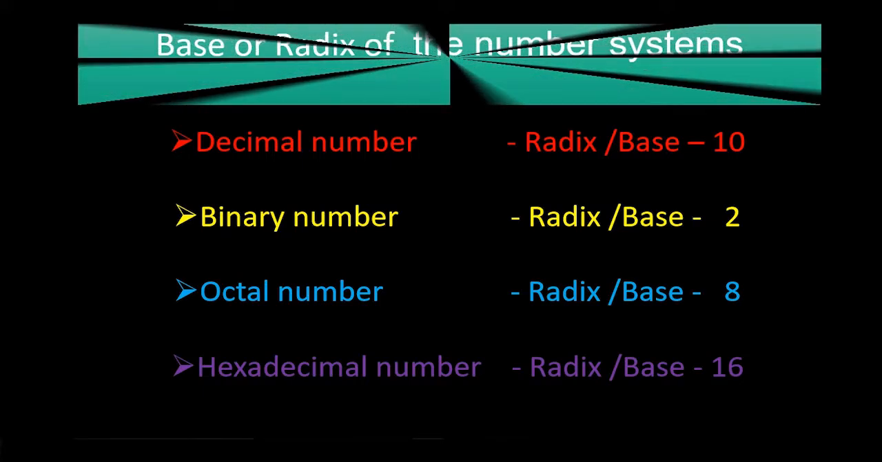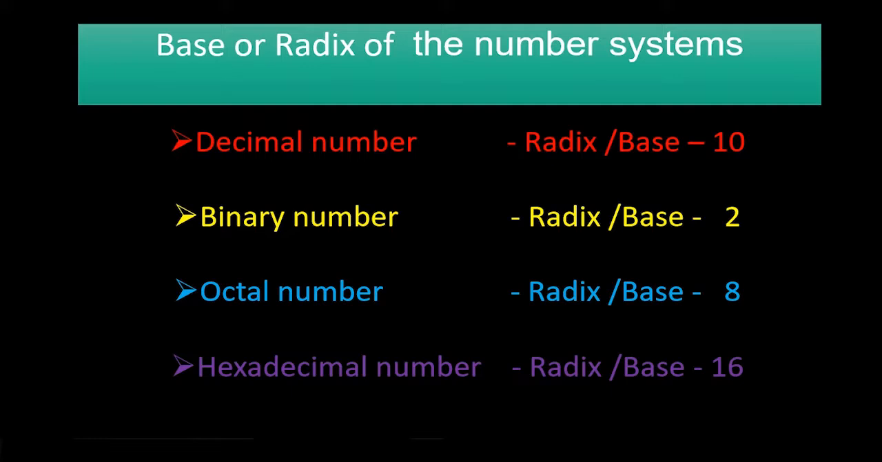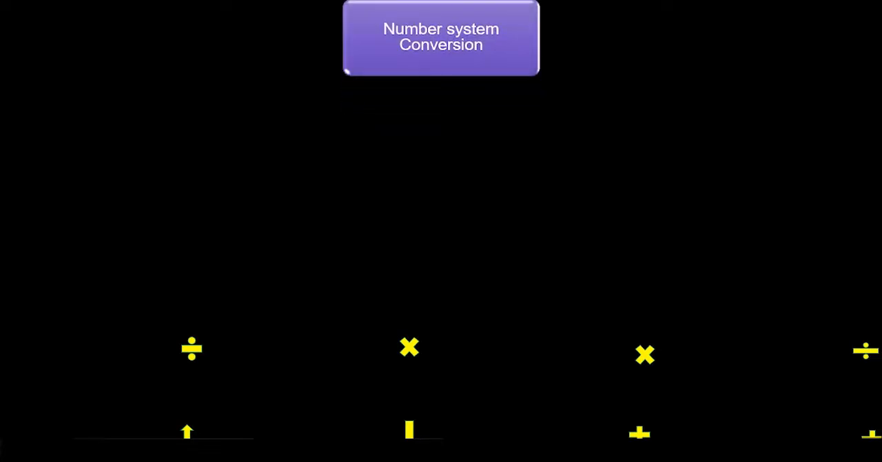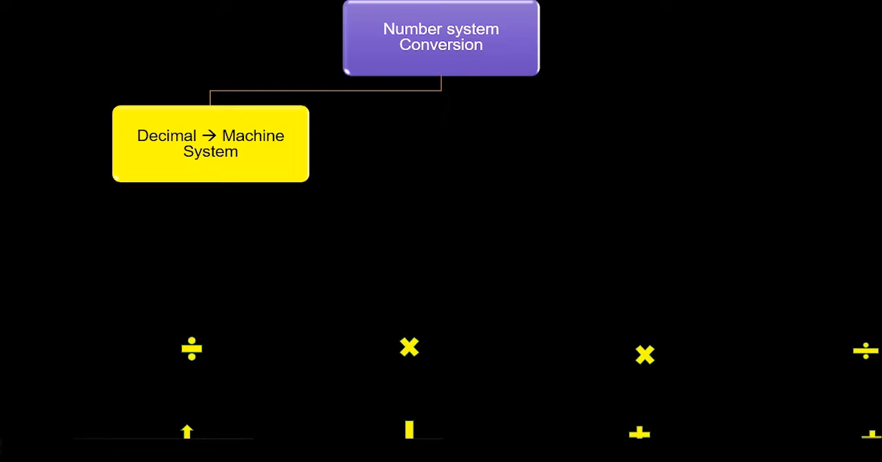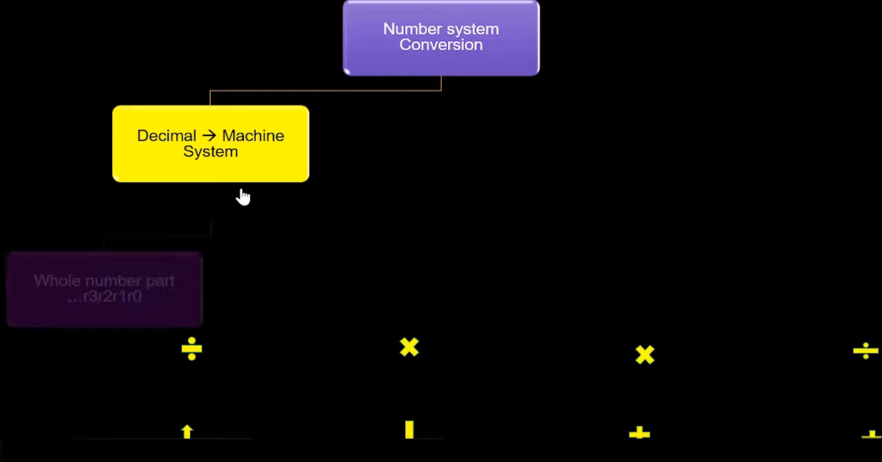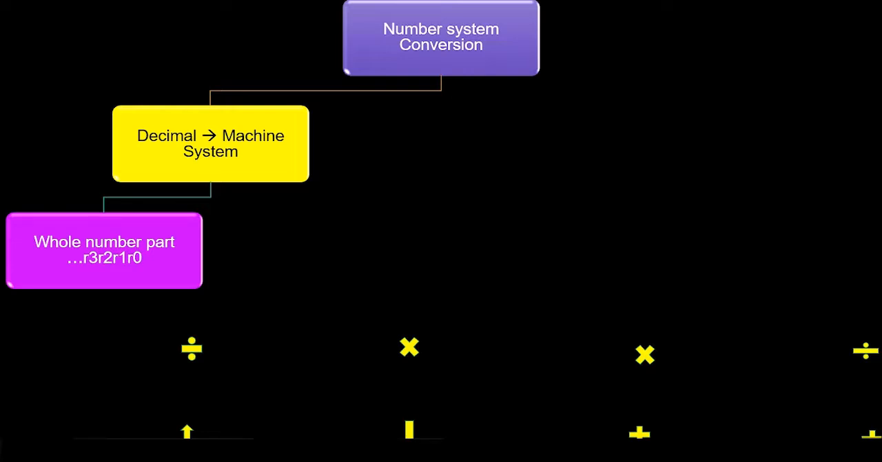Now we will see it at a glance from a chart. I have given a chart having all these conversions in one flow. The chart shows the number system conversion, and we have two types here. One is from the decimal number system to the machine number system. Here we divide into two parts: one is the whole number part and the second one is the fractional part.